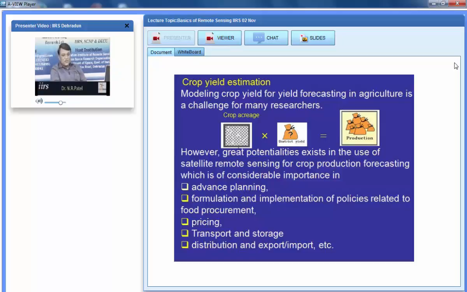Third is fixing the minimum support price. Government fixes the minimum support price based on the availability of forecast estimates of food grain production or production of any commodity. So if a good advance estimate is available, it can be useful for fixing the minimum support price, and if there is a surplus, some can be stored in the godown for fetching a higher price.